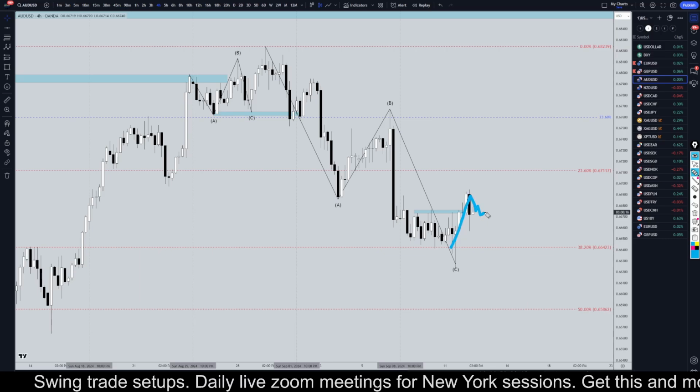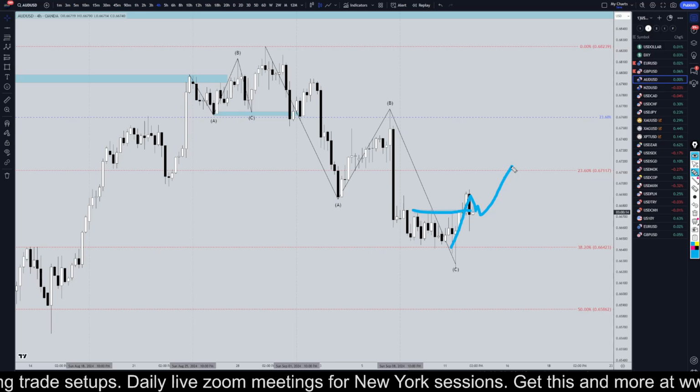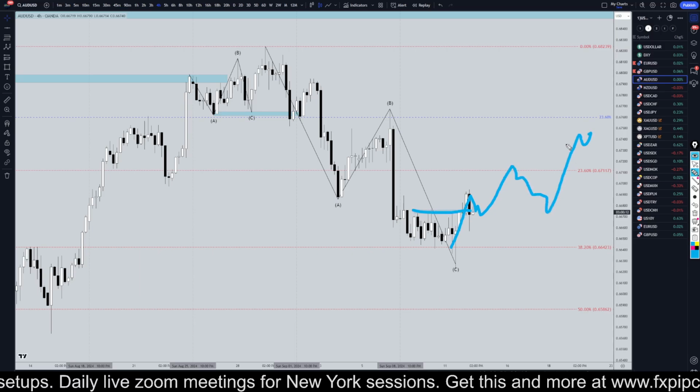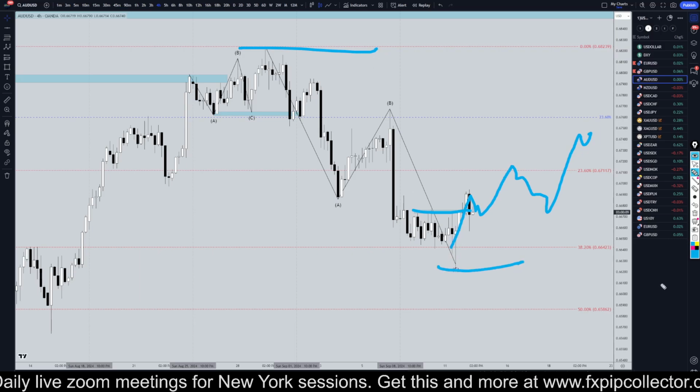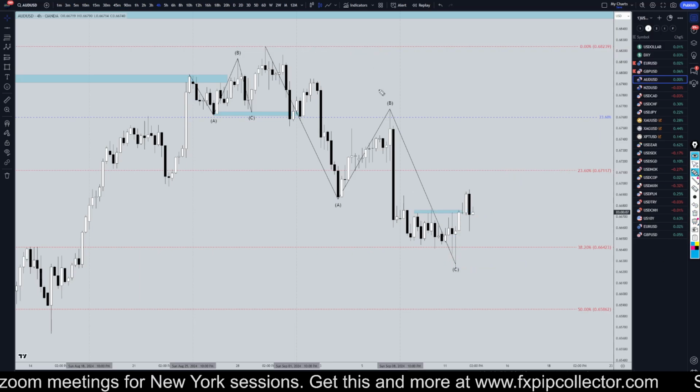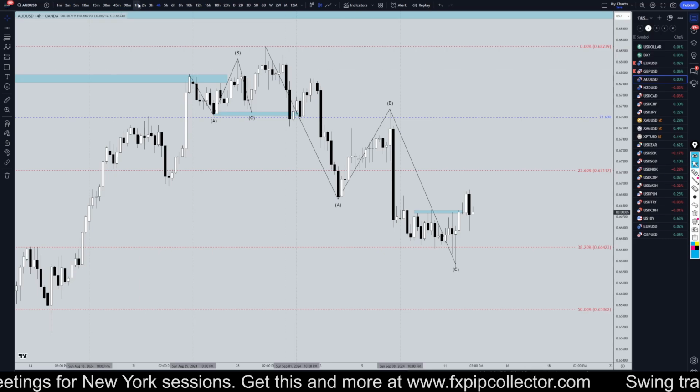Either way, I think we probably should be looking for longs now that we got a break of structure, and we'll probably expect to see likely a correction to this whole move down. So taking it down to the 1 hour time frame.